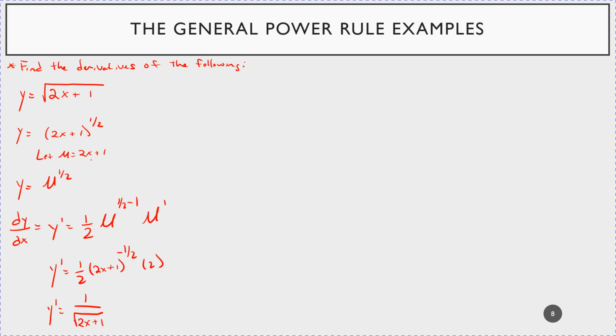All right, let's try another one, and I'm going to do it without using the u notation. I'm going to do the inside, outside, as Matt says. So let's look at this. Let y be equal to the third root of (x cubed plus 2) squared.